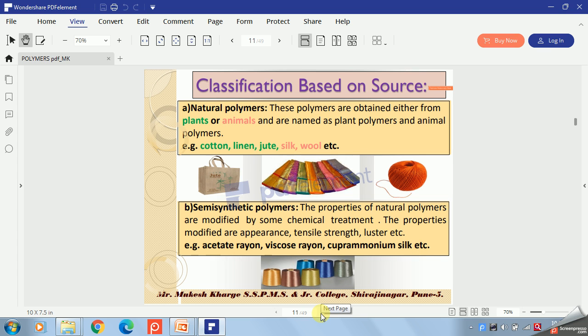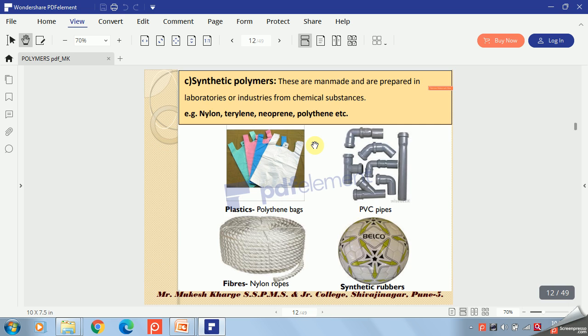And third type is synthetic polymer. Synthetic polymers are totally man-made and are prepared in laboratories or industries from different chemical substances. So on the basis of their nature, they can be further classified. First one is plastic. So all are familiar with the polythene bags or PVC pipes. These are under the heading of plastic type of synthetic polymer. Second type is fibers. So all are familiar with the ropes, and they are made from nylon type of fiber.